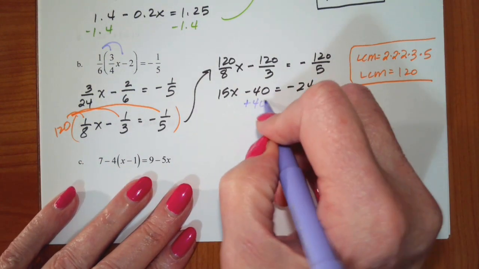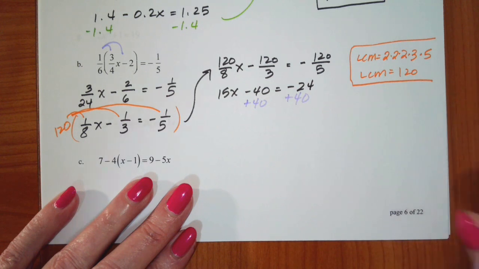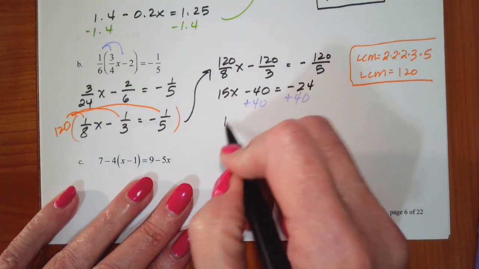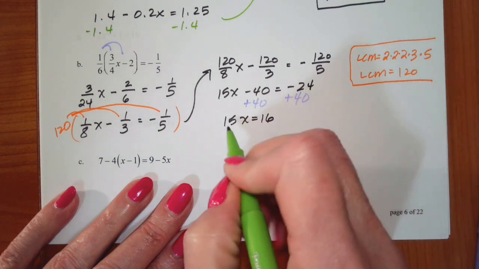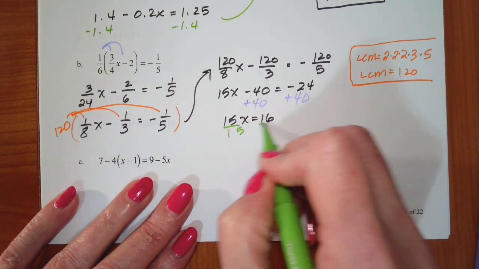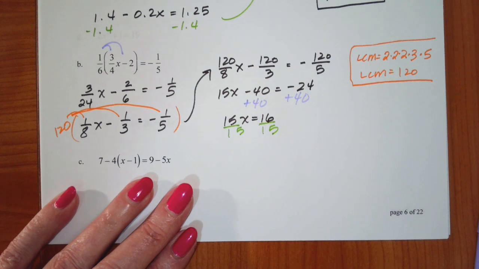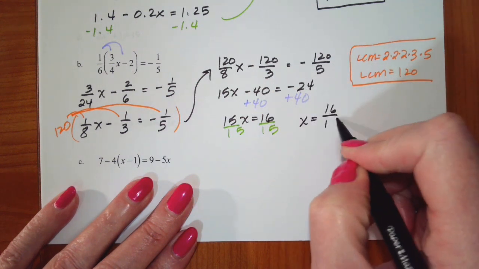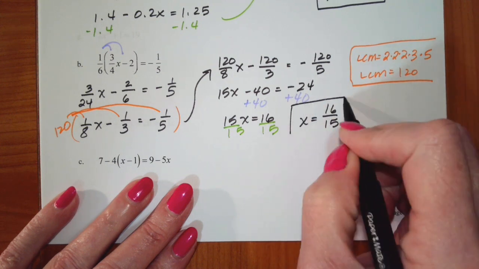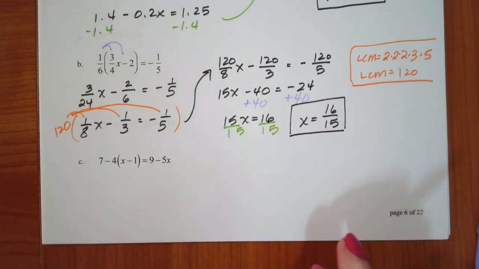Here I'm going to add 40 to both sides. That gives me 15x is equal to 16. I'm going to divide by 15, and I get x is equal to 16 over 15. Now that turns out to be a repeating decimal, so just leave it as a fraction.